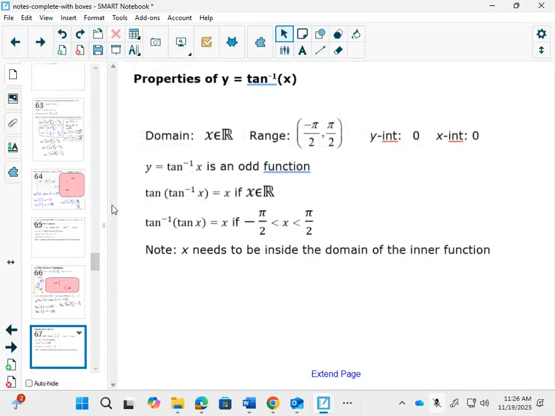Here's our properties. The domain of tan inverse goes forever. Its range goes from negative pi over 2 to pi over 2. In other words, negative quadrant 4 and positive quadrant 1. Tan inverse is an odd function. You can see if you reflect it twice, it matches up to what it began with.